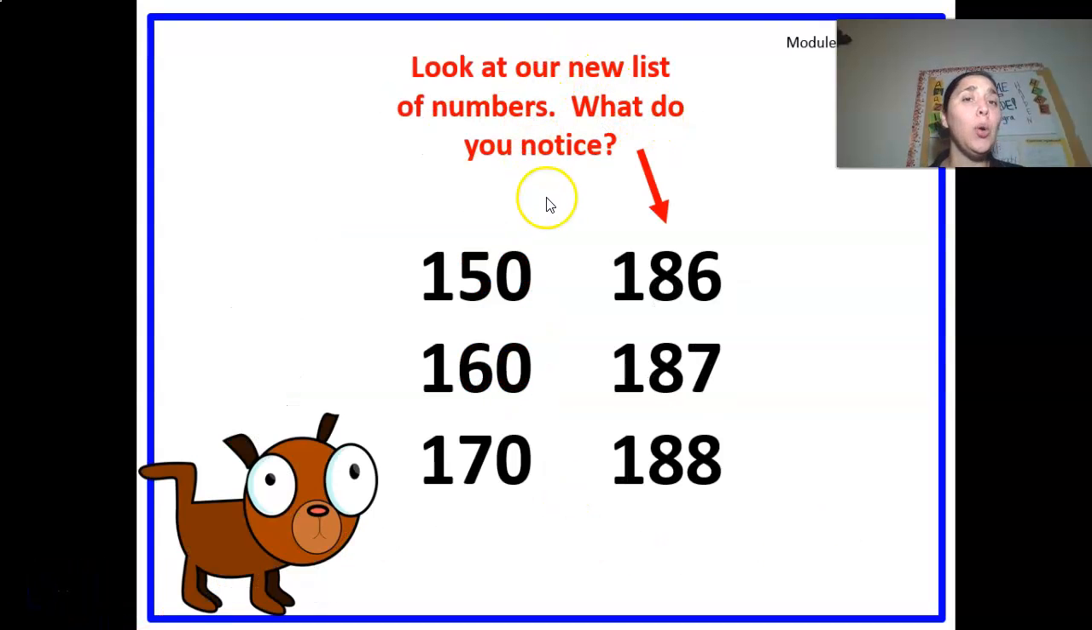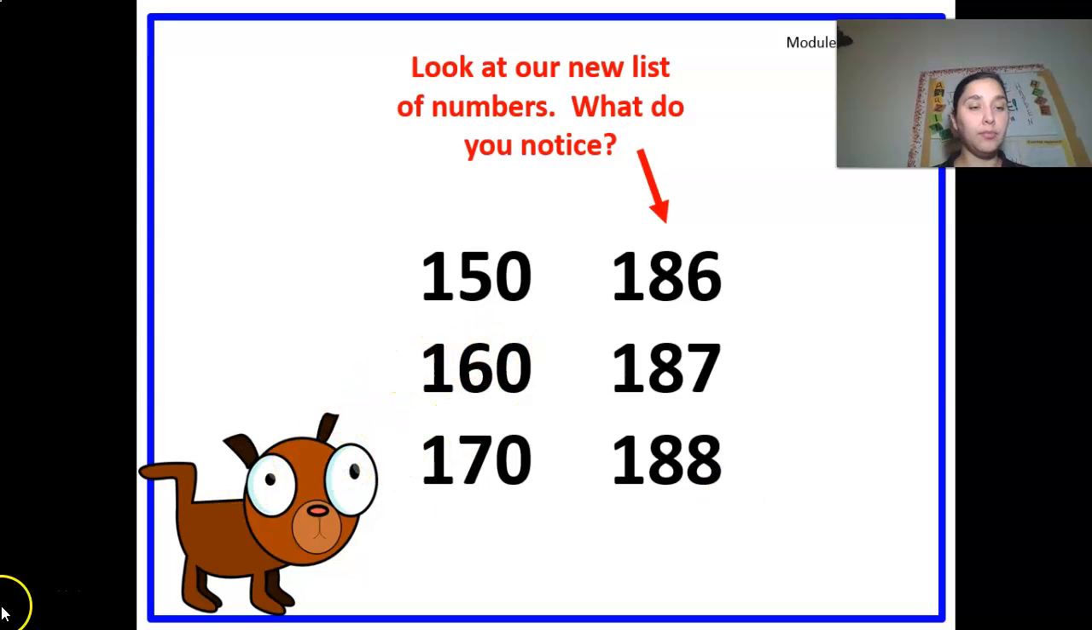Now, let's look at our new list of numbers. 186, 187, 188. I want you to tell me, what do you notice? Let me give you some think time. Are you ready? What do you notice? Yes. Look, the ones are changing, boys and girls. Great job. And we're counting by one each time we add one disc.